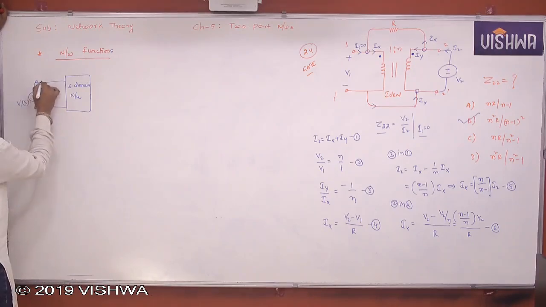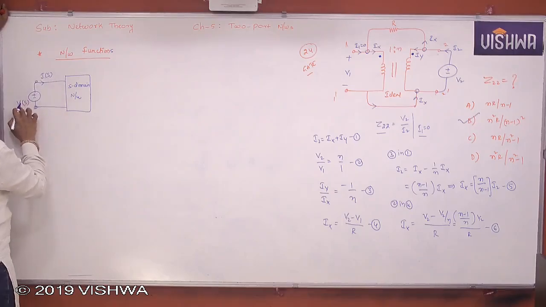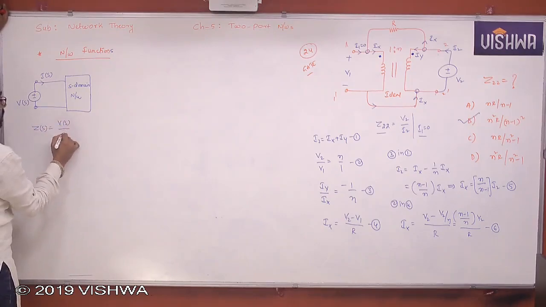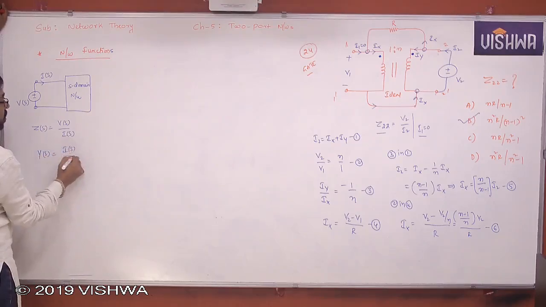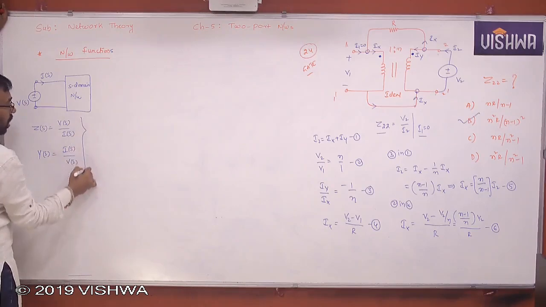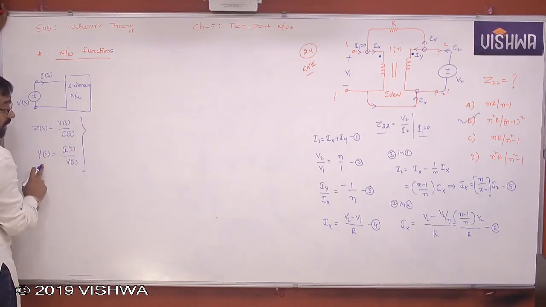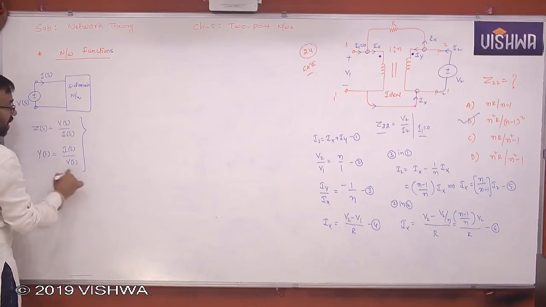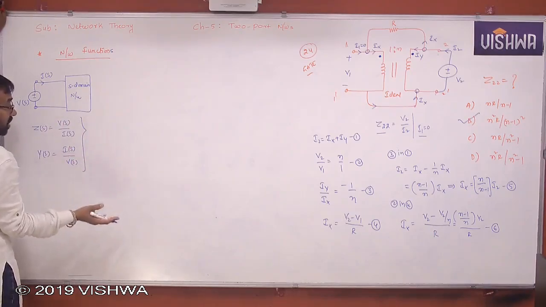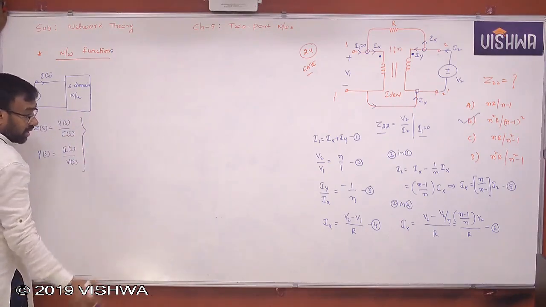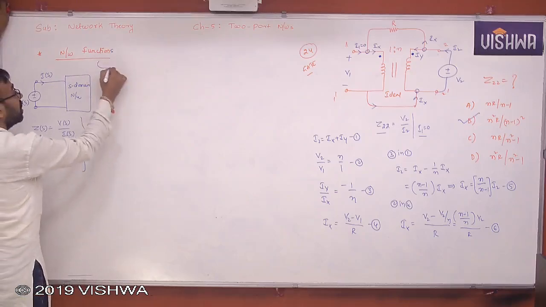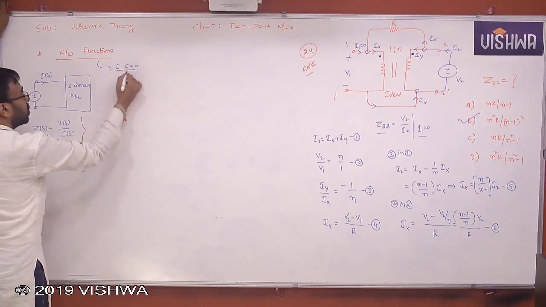Say this is V1 of S, this is I1 of S, or else V of S, I of S you can take. This is V of S by I of S. Y of S is equal to I of S by V of S. These are called input impedance and output impedance. We call them that because they are all in the S domain with all initial conditions set to 0. Because the S domain can be constructed only with the assumption that all initial conditions are 0. Network functions are defined with the assumption that initial conditions are 0.